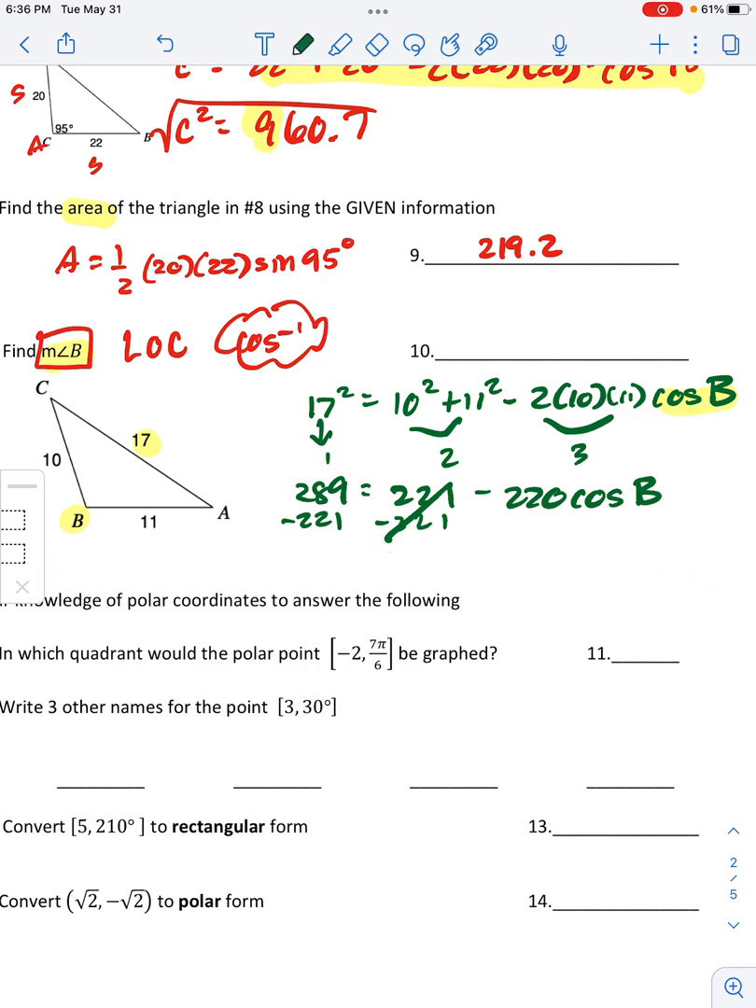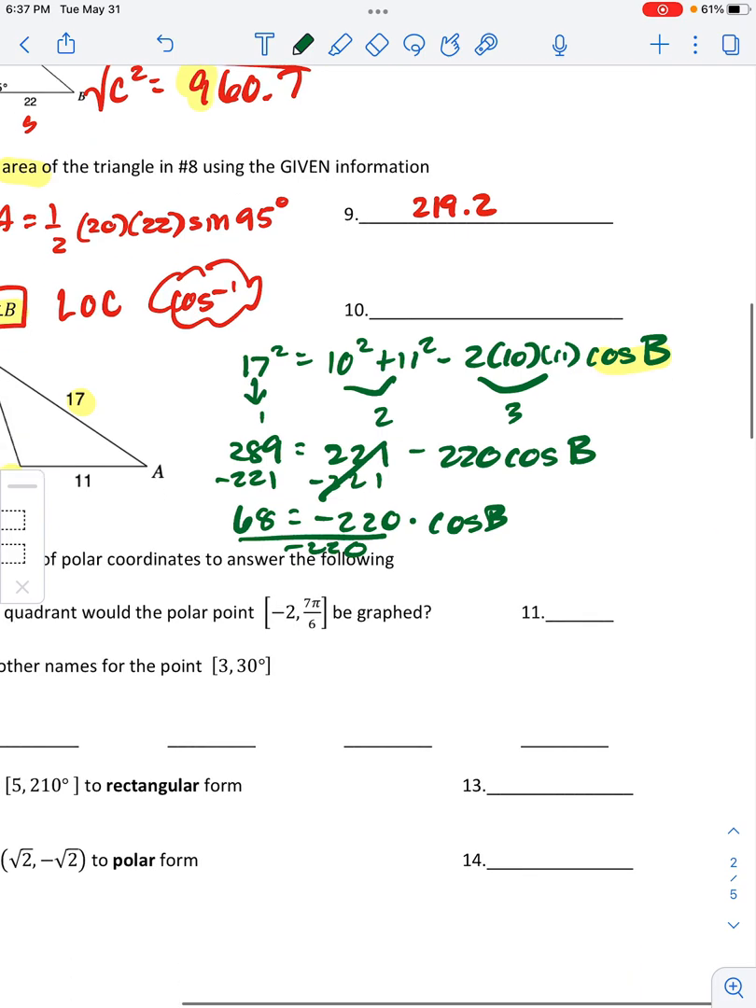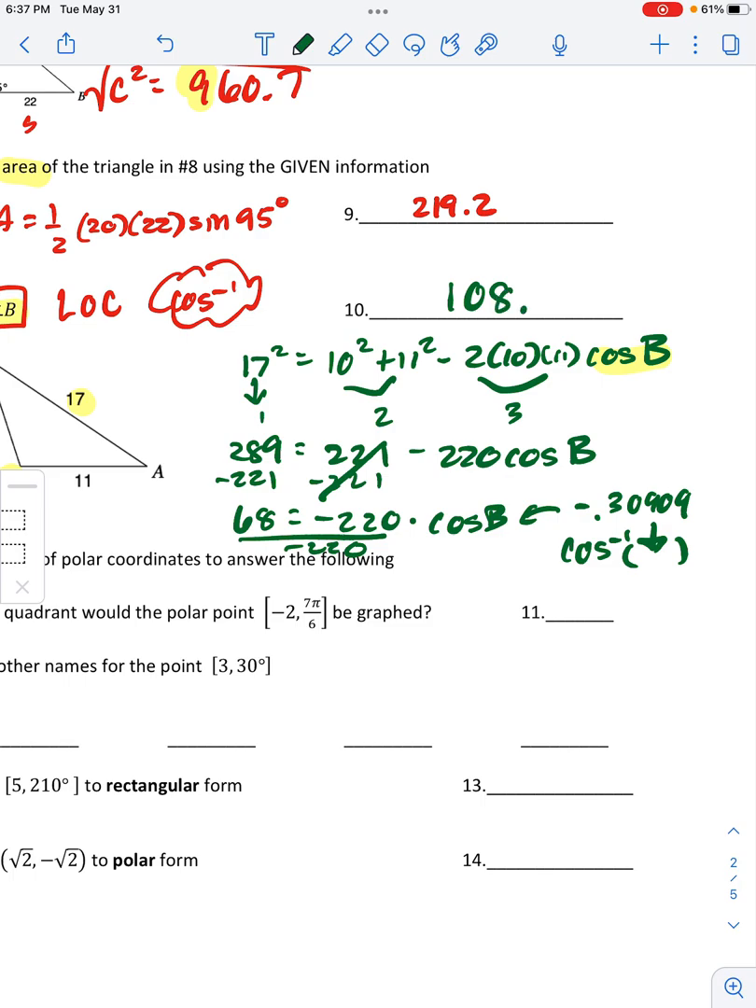So now I'm at this. And this is multiplied by the cosine B, so I'm going to divide by 220 at this stage. So 68 divided by negative 220. So at this point I have negative 0.30909. That is equal to the cosine of B. So I need to do cosine inverse of that answer. So second cosine, second negative sign, so it says answer. And I'm getting 108.00, so I'm just going to call it 108 degrees.